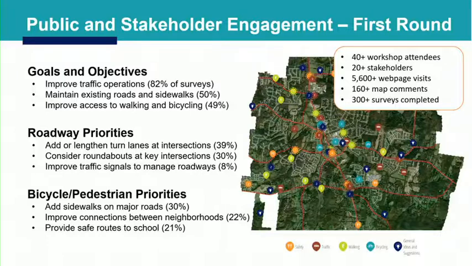Some of the things they focused on in terms of goals and objectives was improve traffic operations, maintain the existing roads and sidewalks, and improve access to walking and bicycling. And then if you break that down into roadway priorities and bicycle pedestrian priorities, you can see again intersections and operations is a focus here, and then adding sidewalks on major roads and improving connections between neighborhoods and providing safe routes to schools were areas of emphasis for the bike and ped priorities.